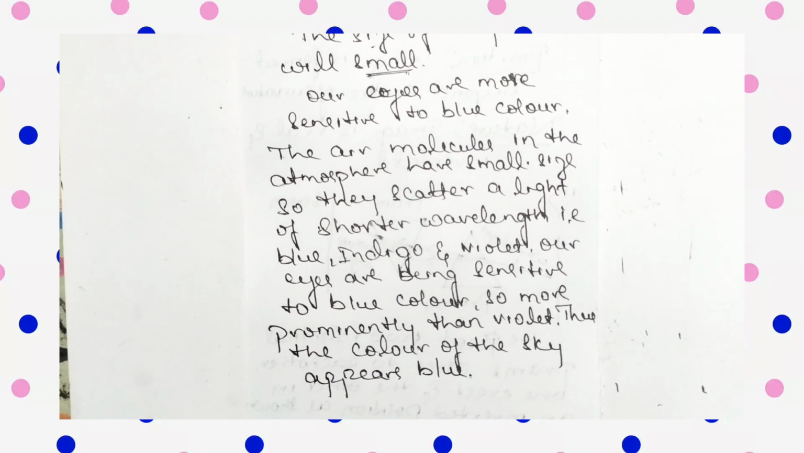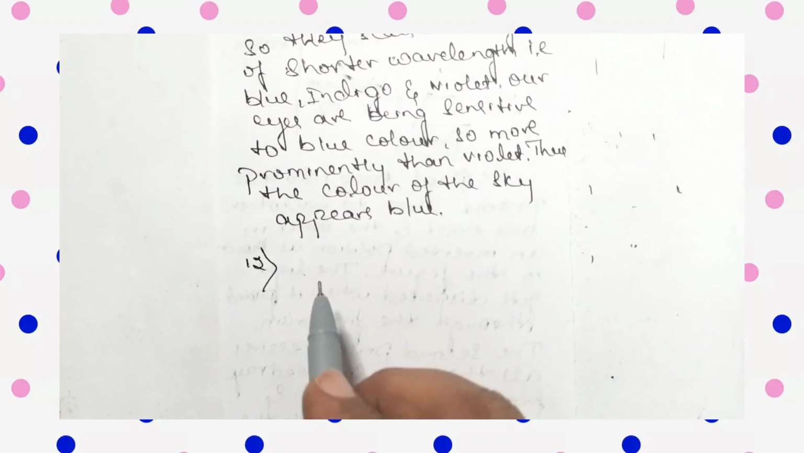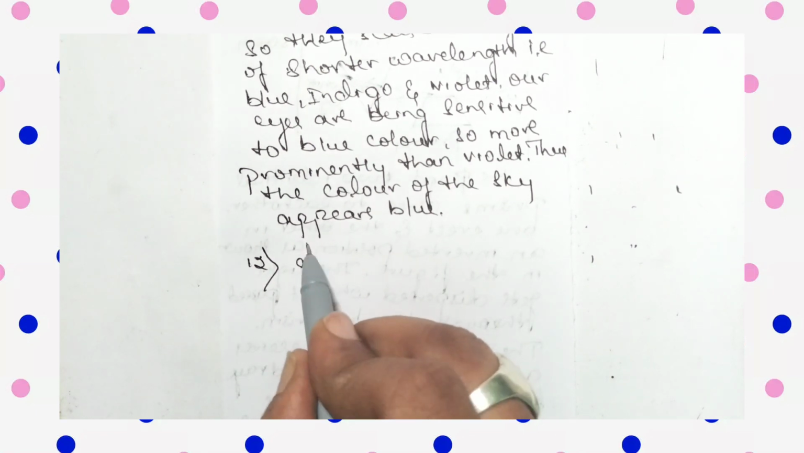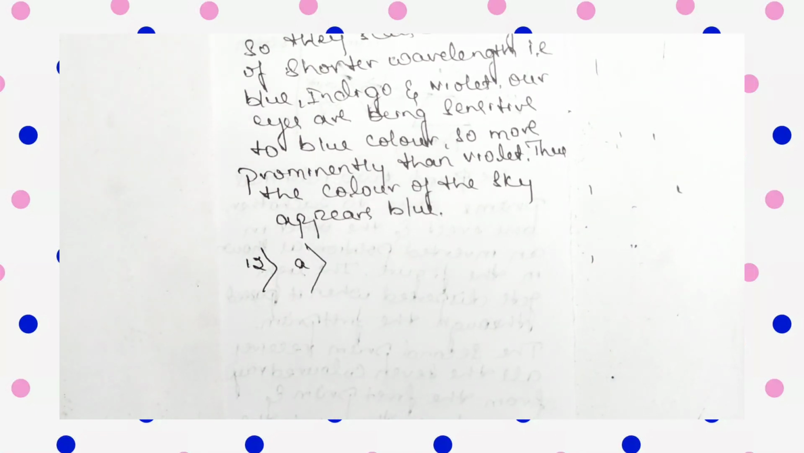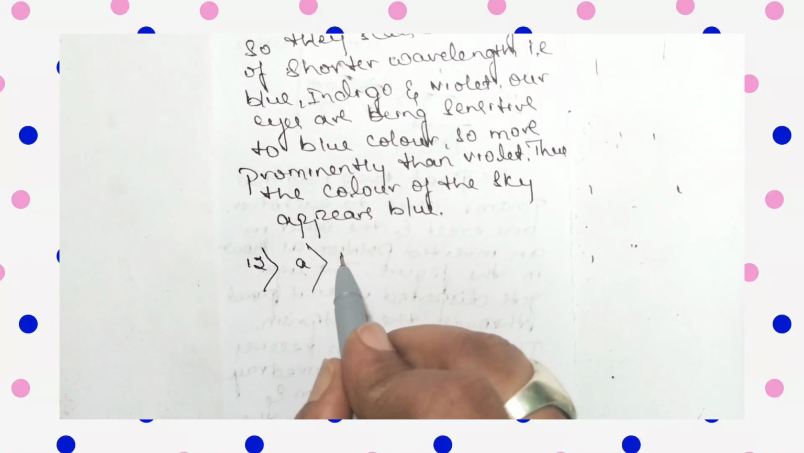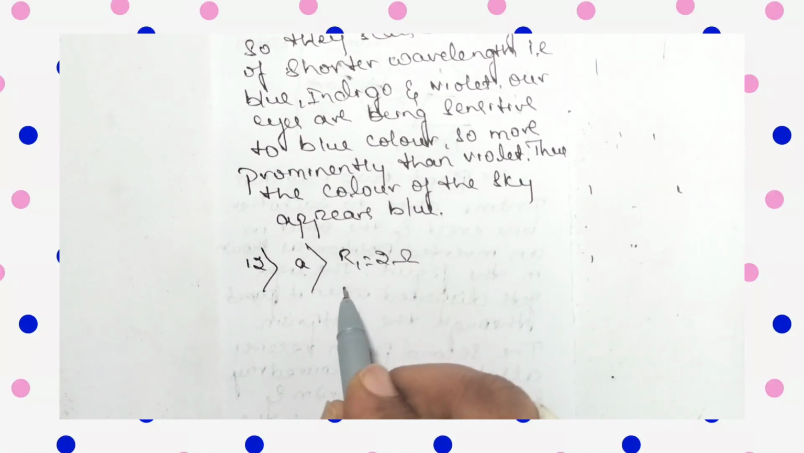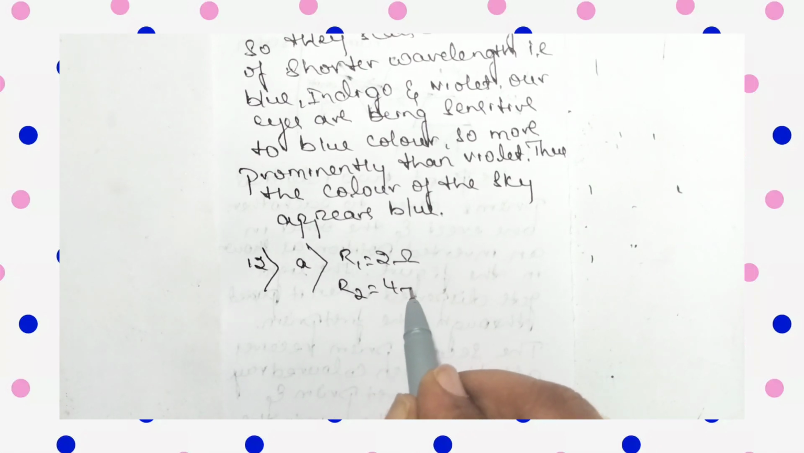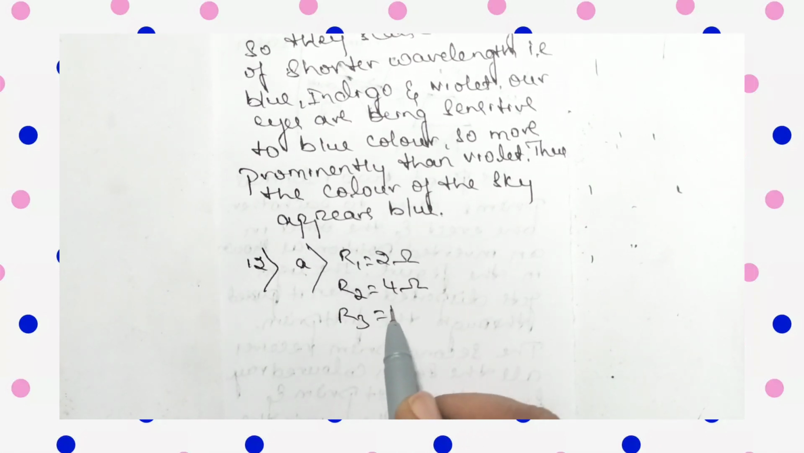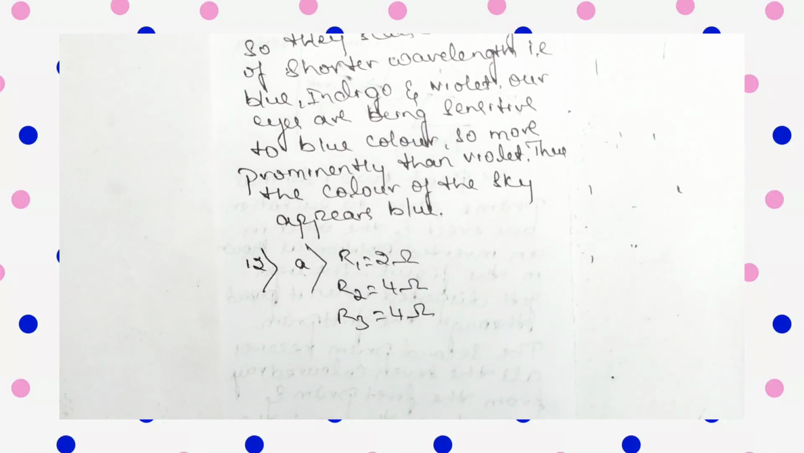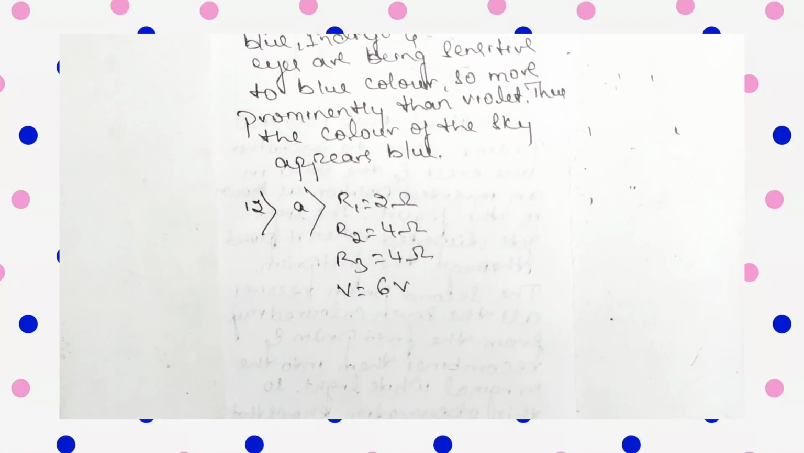So now let us move to the next question. The 12th question, in that two questions are there. This is a 4 marks question. The resistor R1 having a resistance of 2 ohm, R2 having a resistance of 4 ohm and R3 having a resistance of again 4 ohm are connected in parallel in an electric circuit comprising a 6 volts battery. So voltage is equal to 6 volts. Then calculate the total resistance in the circuit and the total current flowing in the circuit.